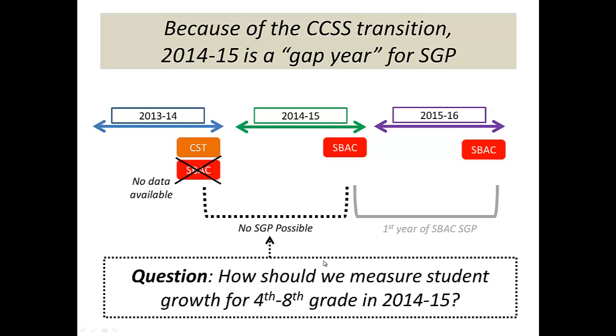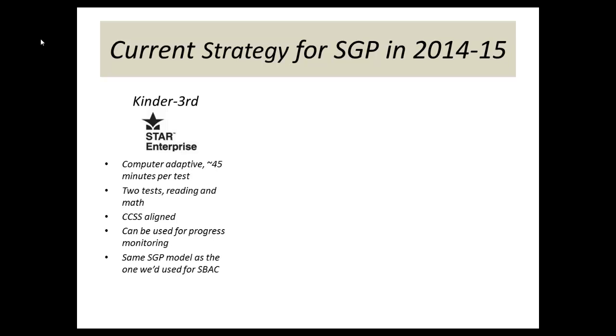So the question becomes, how should we measure student growth in 4th through 8th grade next year? Now, why is it only 4th through 8th grade? For next year, the strategy for student growth is as follows. In K3, we'll be giving STAR Enterprise, which is an adaptive assessment in 2 subjects, reading and math. It's aligned to the Common Core, and it can be used to progress monitor as well over the course of the year. And it's the same SGP model that we've used in the past for CSTs and that we'll use going forward for Smarter Balanced.